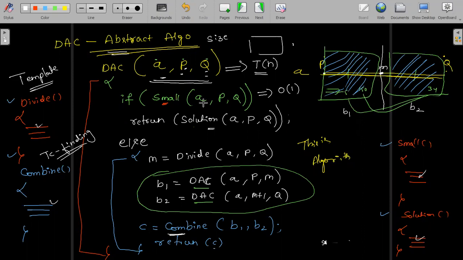That's it. Further, are there any loops? No loops. Are there any loops? No loops. That is the reason why it is big O of one.